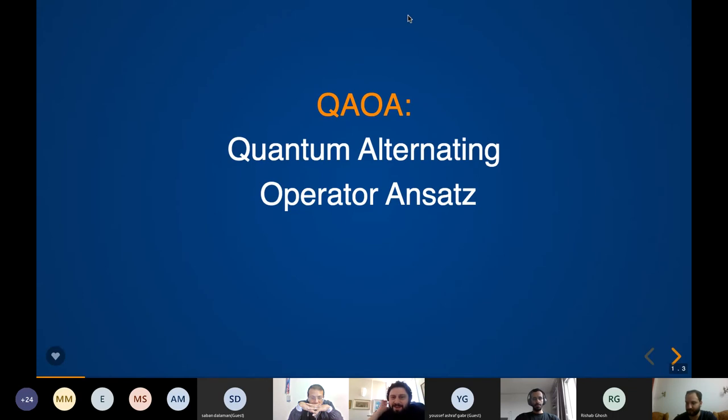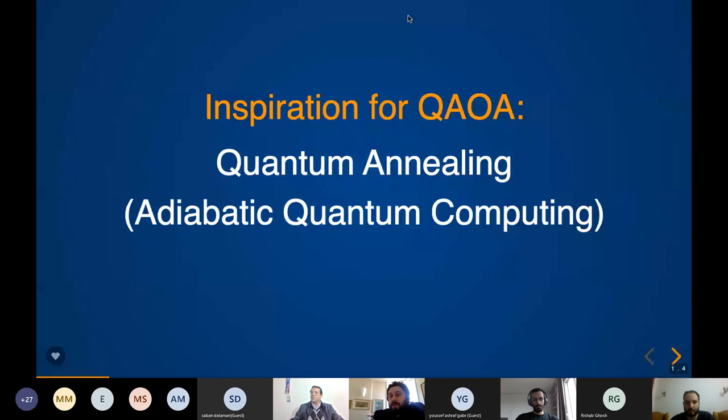And my talk is somehow well placed in the sense that we had this great talk about machine learning, and I'm going to refer to that in a little bit because QAOA is also a variational quantum algorithm. So in that respect, it's very similar. On the other hand, the next talk will be about quantum adiabatic algorithms. And I will start actually with that because although QAOA is a gate-based quantum algorithm, it has its roots in adiabatic quantum computation or quantum annealing. And that's the inspiration for QAOA.